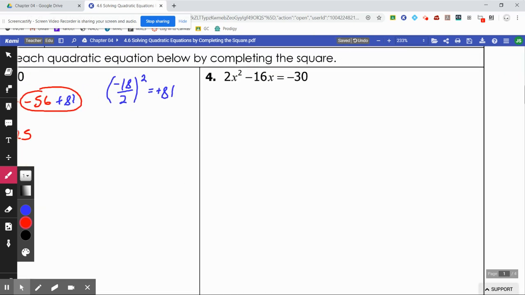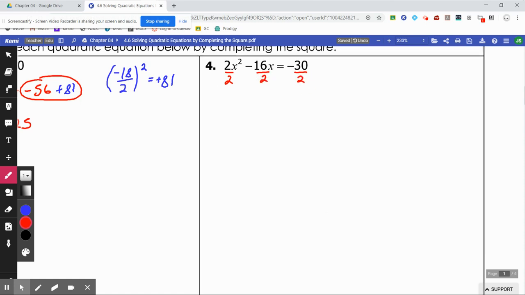Next problem. Now here, if it's possible, go through and check whether every term can be divided by 2. Clean that up first if you can. So you now have x squared minus 8x equals negative 15. Now, should I move this over here? Well, think about the way I work it. I always move that constant term over anyway, so actually you can just leave it on the right side.